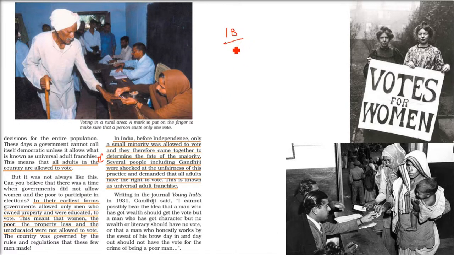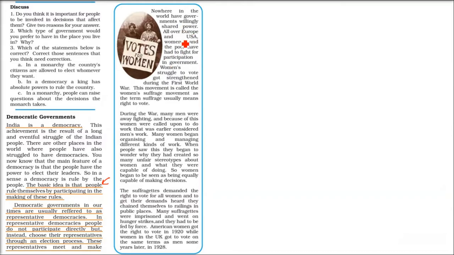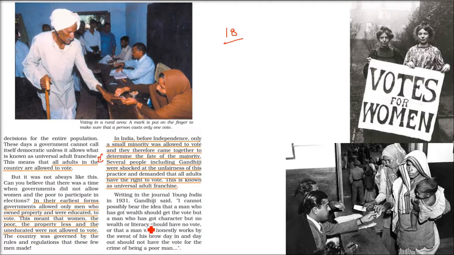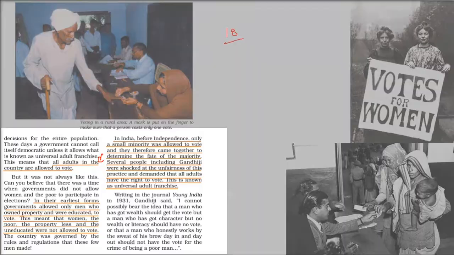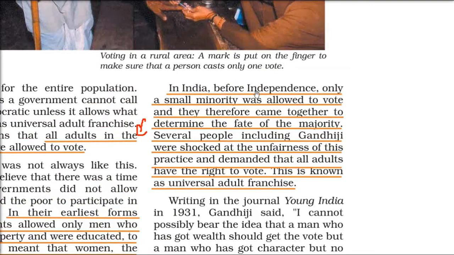And in India, we have all adults. Whosoever is more than 18, men, women, anyone, they can vote. And let me tell you a certain thing. This voting, which we have got just like that, it was not like that. Previously, only the people who are learned or educated and have a minimum amount of property were given the chance to vote. That means women, the poor, or any person who did not have that much property were not allowed, and even the uneducated. So in India, before independence, this was the case.